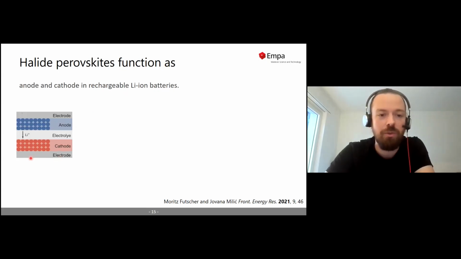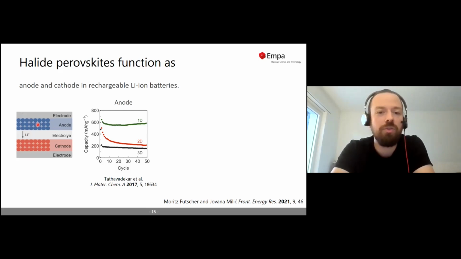So in a lithium-ion battery, you have 2 electrodes. Then we have a cathode and an anode, where these are now the active materials. Whereas in the solar cell, we had our active material in the middle, we now have our active materials on the top and the bottom. And these are separated by an electrolyte, which can be solid or liquid. So during charging and discharging, what we do is we move these lithium ions between the anode and the cathode.